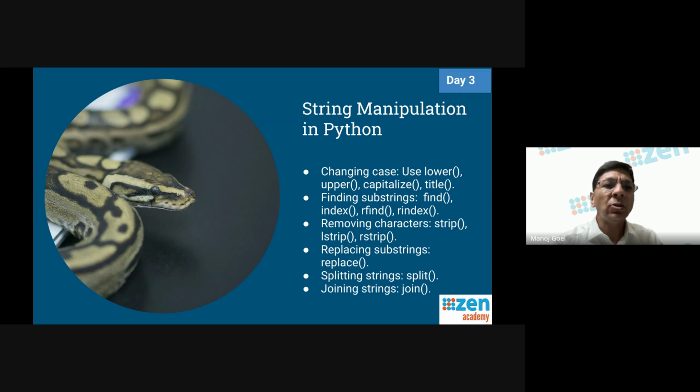ASCII. So these are the ASCII codes. And what are the ASCII codes? If I have letter A, it is 65. And if I say small a, that means 97.